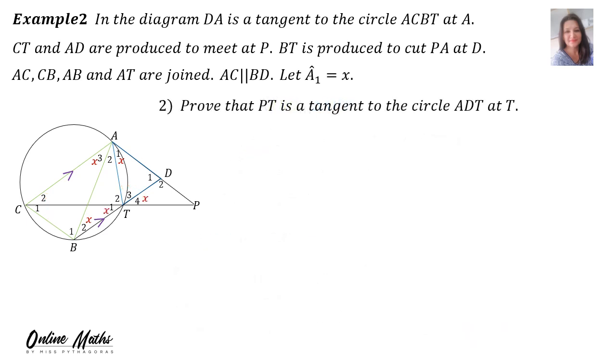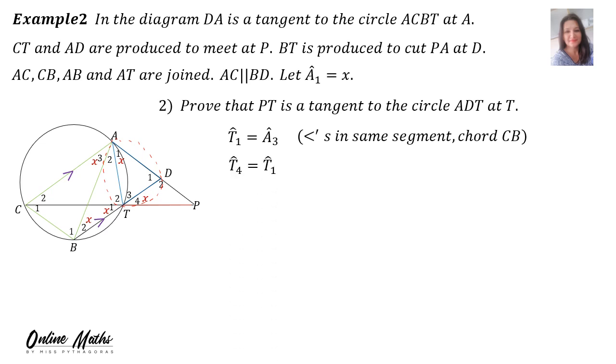Question 2 says, prove that PT, that red line, is a tangent to the circle ADT at T. Now, where's that circle? It's not there. It's invisible. So there you find this invisible circle, and we have to prove that TP is a tangent to that circle. Now, T1 is equal to A3, and the reason is they are angles in the same segment, and it's chord CB that subtends them.